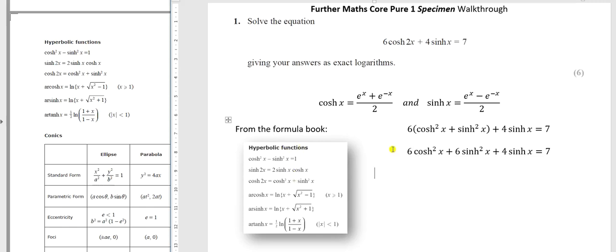But again, these identities come to our aid, so we can rewrite this and change cosh squared into 1 plus sinh squared. Remember again, the change in sign.